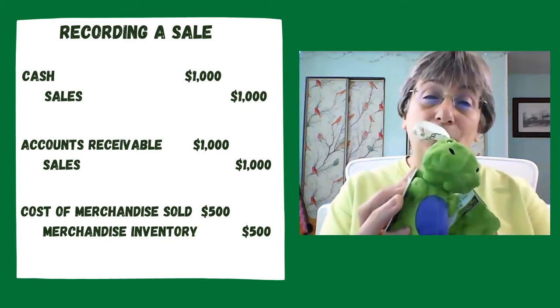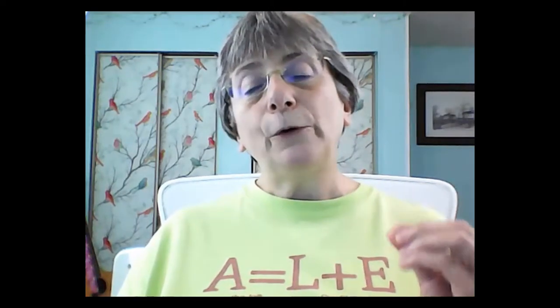So we're taking it out of inventory and moving it into our expenses so that we can match up that sale with the expense. Now it's different under periodic inventory, because under periodic inventory, we only record the sale when the sale is made. We don't record the cost at the same time.